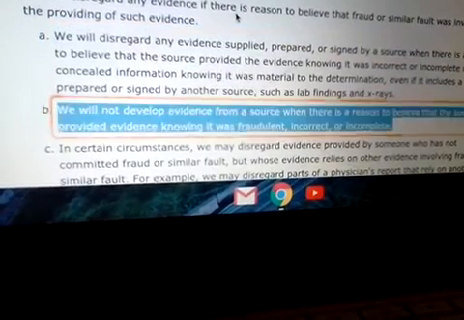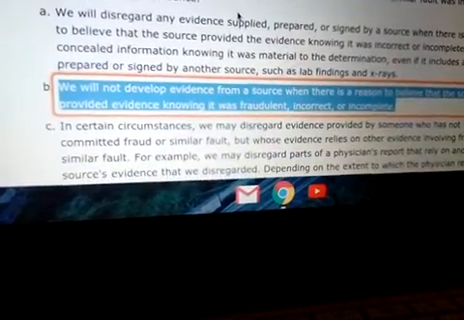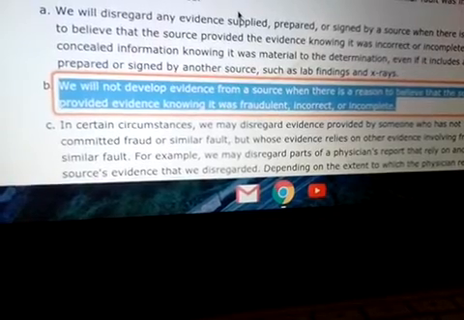B. We will not develop evidence from a source when there is a reason to believe that the source provided evidence knowing it was fraudulent, incorrect, or incomplete.